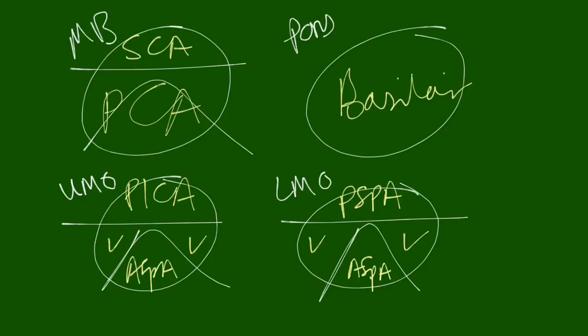So, I suppose we can summarise. The midbrain: superior cerebellar and posterior and PCA. Pons is the basilar, then we have the PICA, the vertebral and the anterior spinal, the vertebral and the posterior spinal. Now, that's the blood supply.